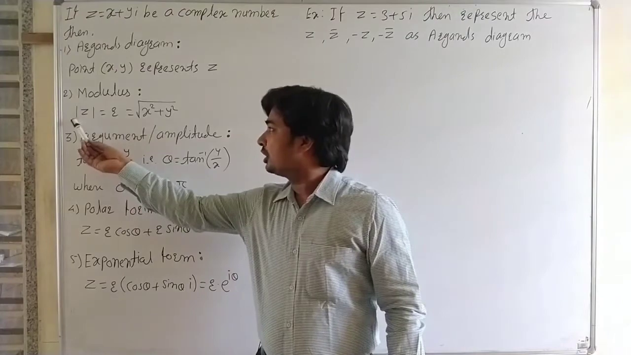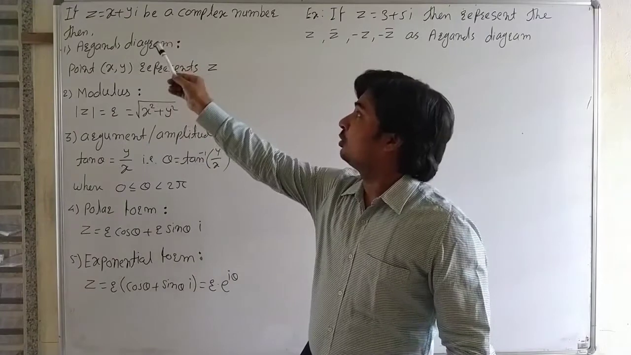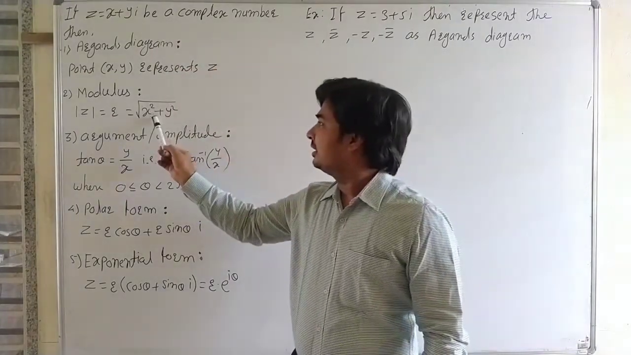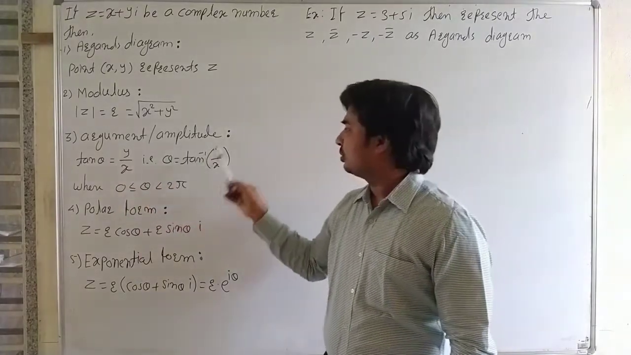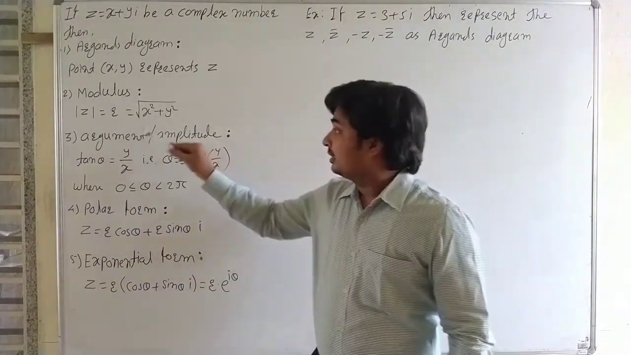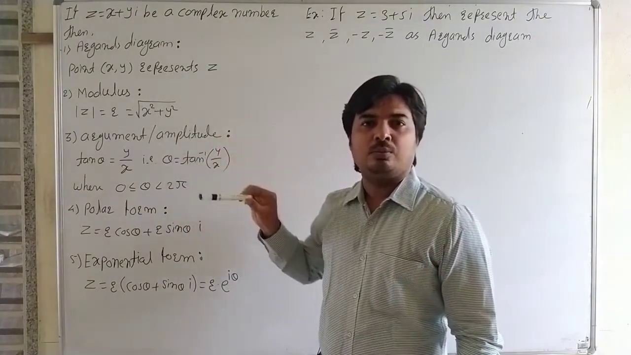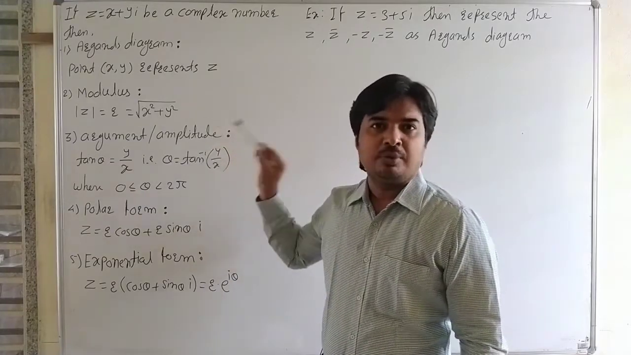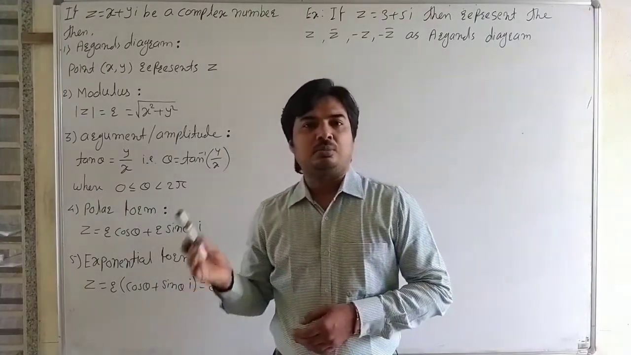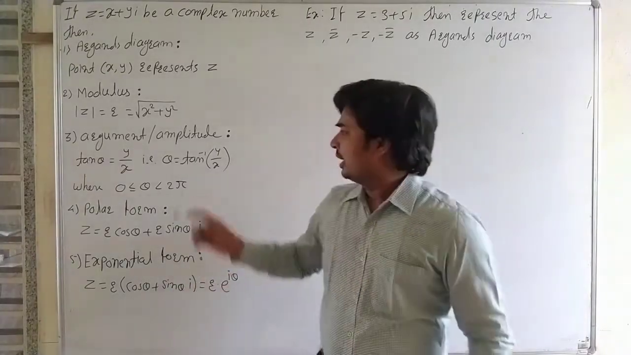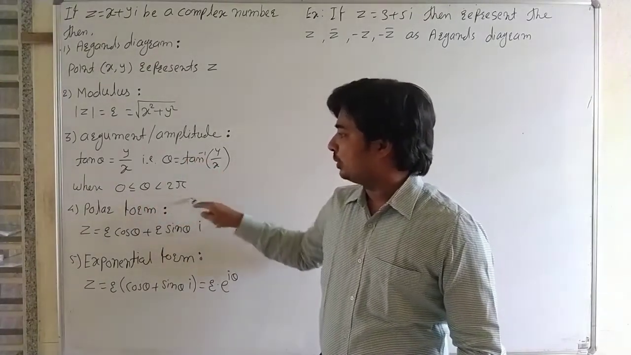The modulus of a complex number is denoted by mod z or r, and it is the square root of x square plus y square, where z is equal to x plus yi. Then the argument: tan theta is equal to y by x, that is theta is equal to tan inverse of y by x. Theta represents the angle made by the line with the positive direction of the x axis. Therefore theta lies in the first, second, third or fourth quadrant. Here theta is between 0 and 2 pi, that is 360 degrees.